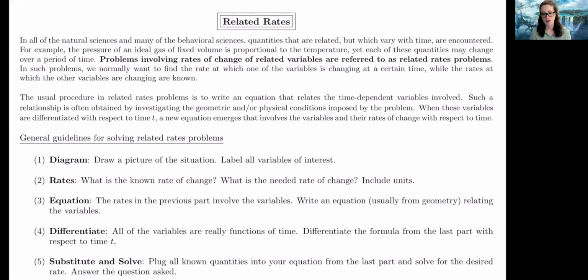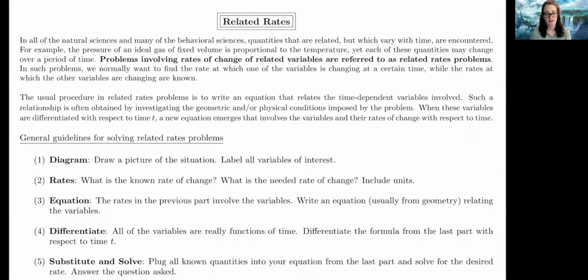Normally, we want to find the rate at which one of the variables is changing at a particular point in time, while we know the rates of the other variables and how they're changing. The usual thing to do to start is to write an equation that relates the variables involved in the situation. Most of the time, this will come from some kind of geometric relationship present in the problem, or maybe some physical conditions imposed by the situation. Then we will differentiate this equation with respect to time, little t, and we'll get a new equation called the related rates equation that relates the rates of change of each variable with respect to time.